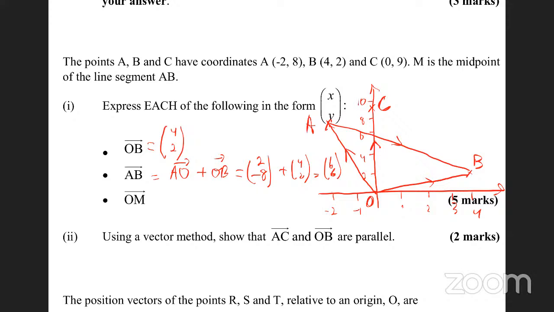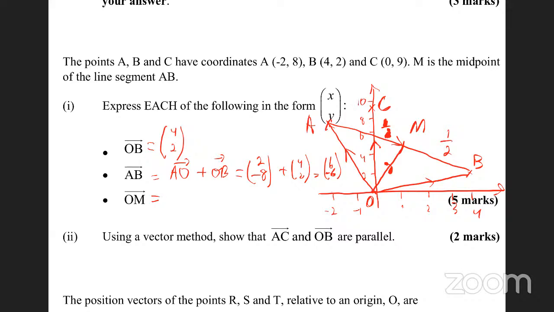Right, do OM. M is where? Where do I put M? In the middle of AB. Very good. How do I find OM? Draw a line from O to M. Please remember, M is the middle, so I write in a half and a half. Okay? How do I find OM?